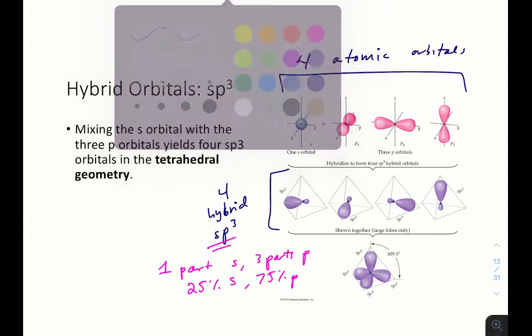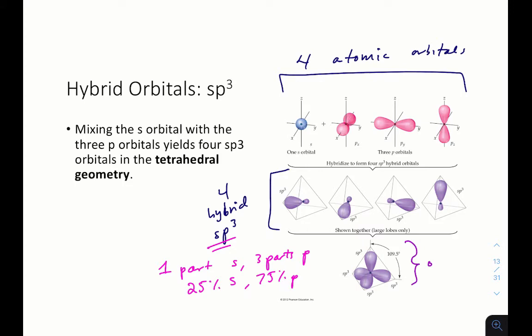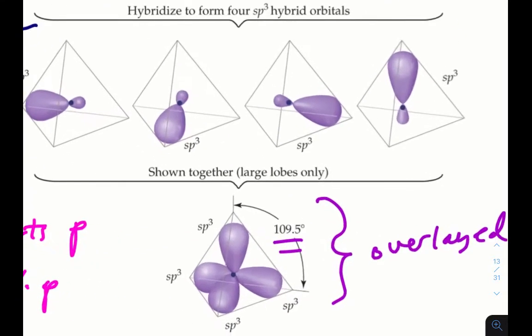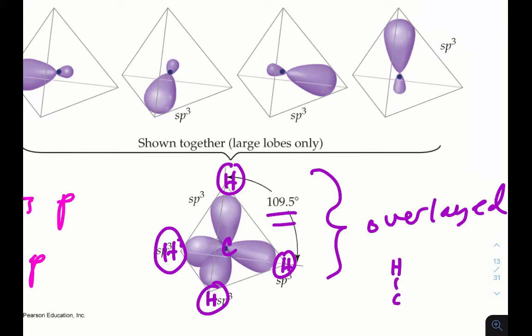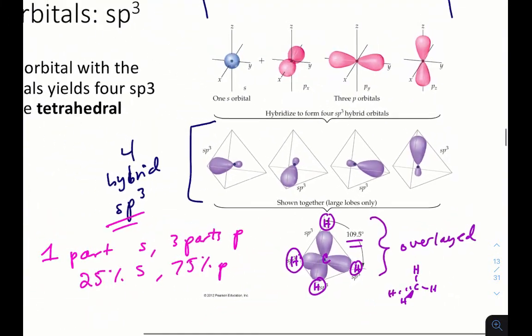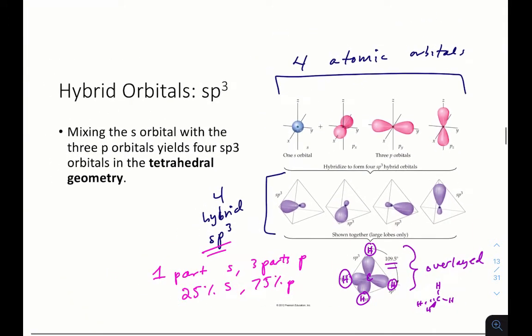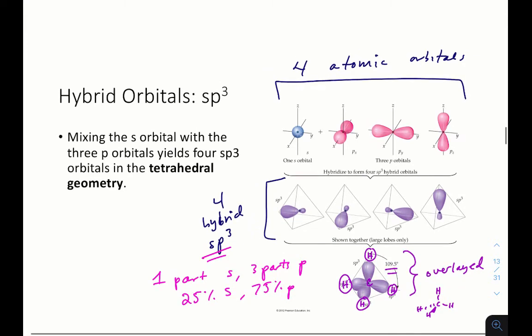And when they are overlaid, as we can see down here, and again, we're ignoring the little lobes, there is a 109.5 degree bond angle between those orbitals. So you can imagine if this is a carbon atom and it uses these orbitals to bind with, say, the hydrogens, then this is methane. This explains the shape of methane, right? Methane is tetrahedral. It does have this shape. So hybridization is a very appealing model because it explains the observed VSEPR geometries for molecules.